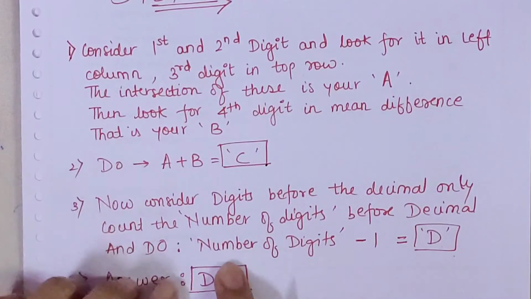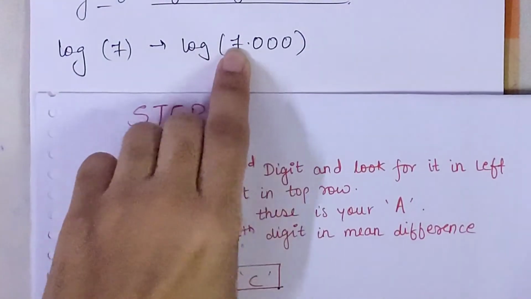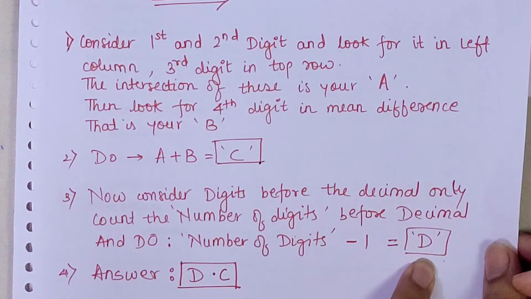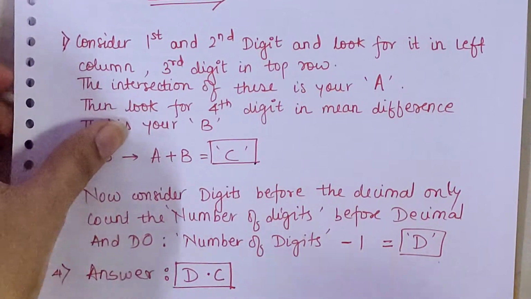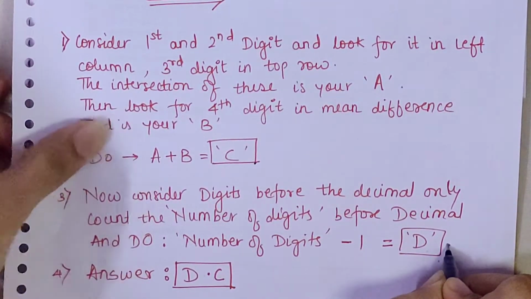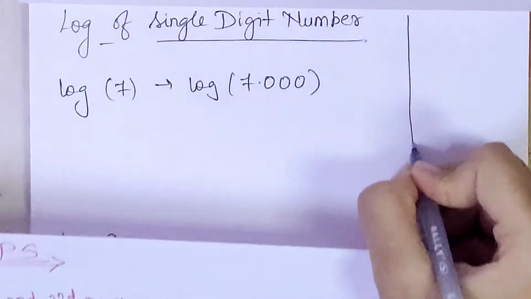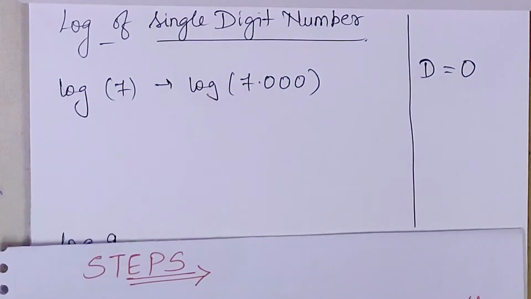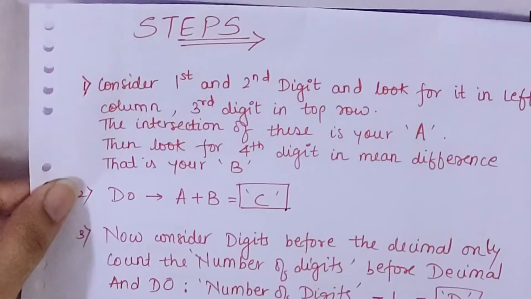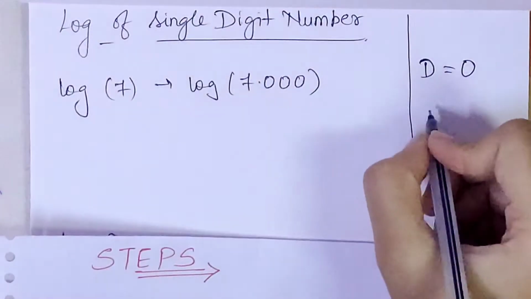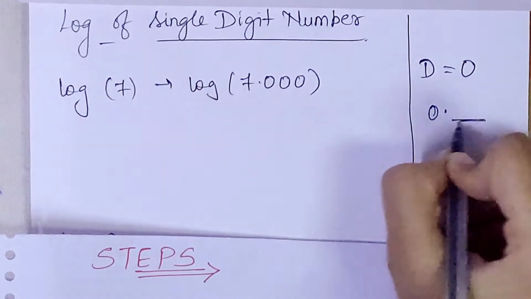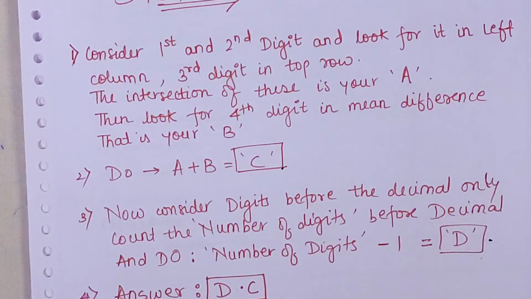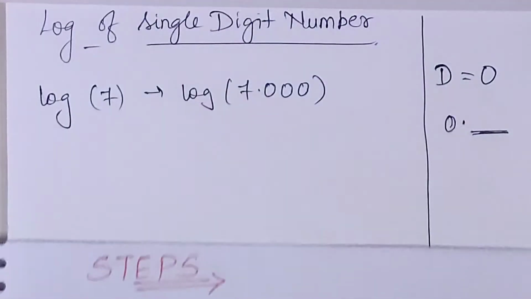So the number of digits before the decimal point is 1, so you will do number of digits, that is 1 minus 1, and that will be your D. So your D will always be equal to 0. Fine, I'll just write it down here. Your D will always be equal to 0 in case of a single digit number only. Now your answer will be D point C. So your answer will always be D point something. Now you have to do only the work of finding the value of C. Fine, let's start without wasting any time.